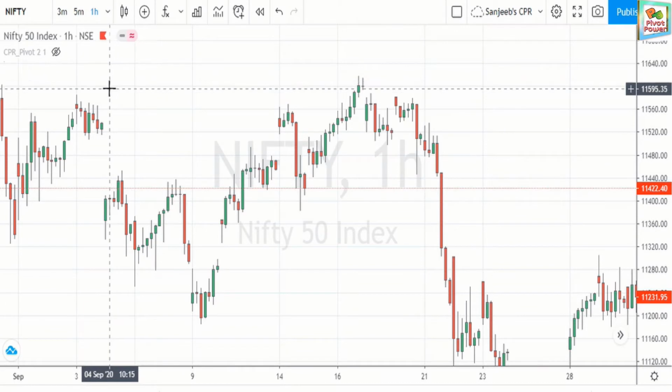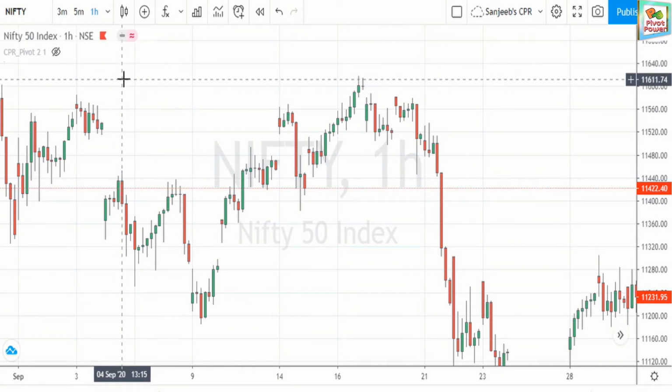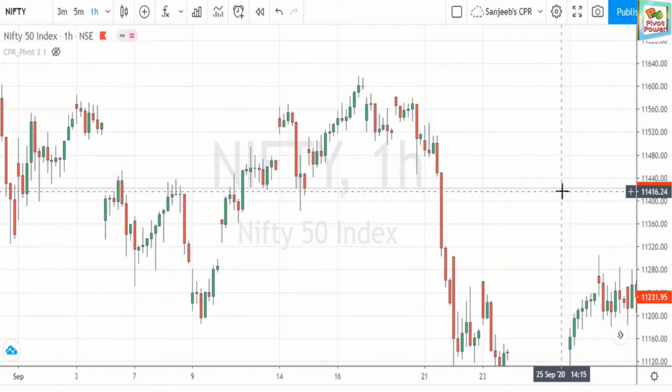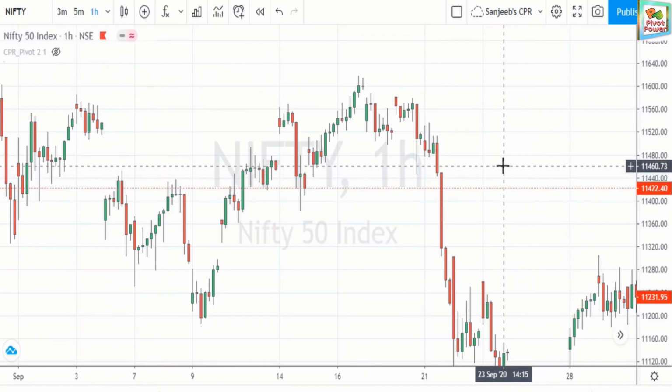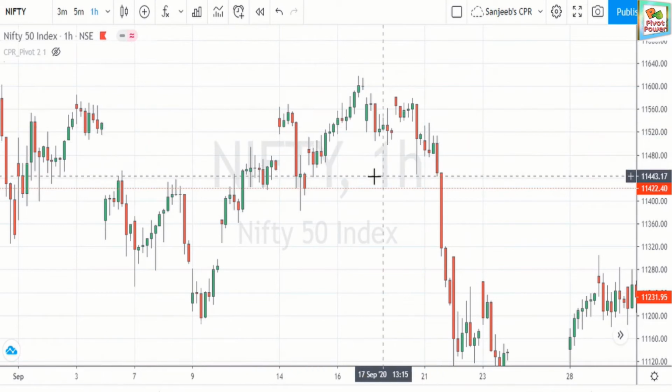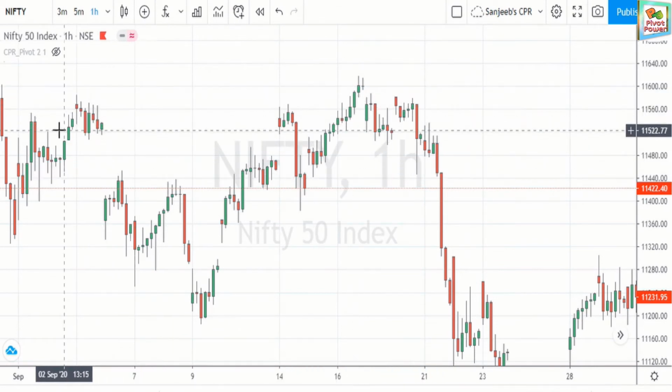Let's go to the chart. It is the Nifty 1 hour chart, and I am showing how to plot the supply zone and demand zone in this. This is the Nifty 50 chart.